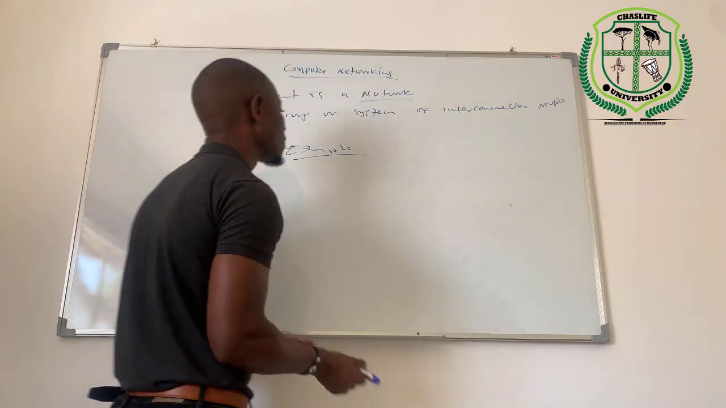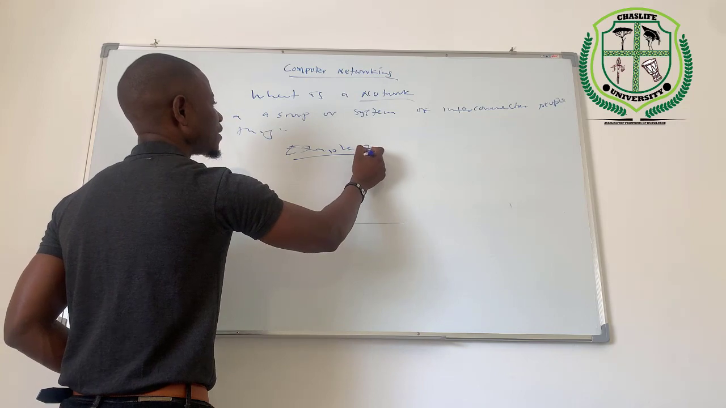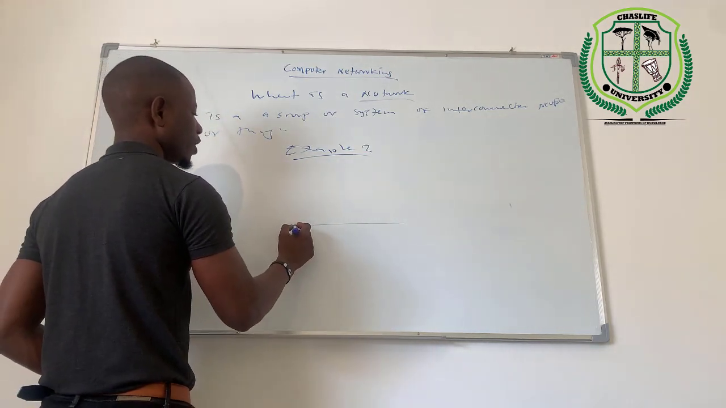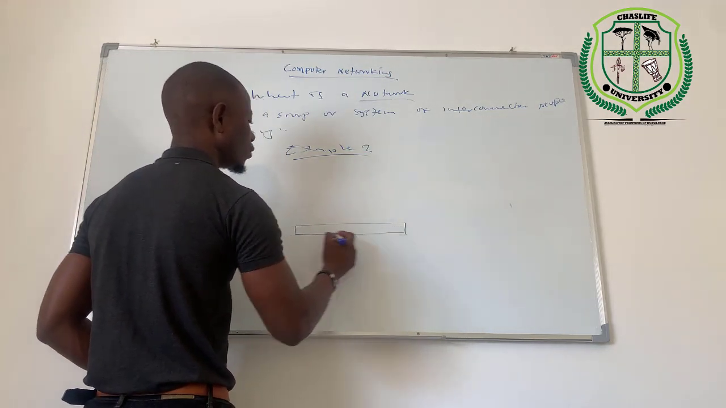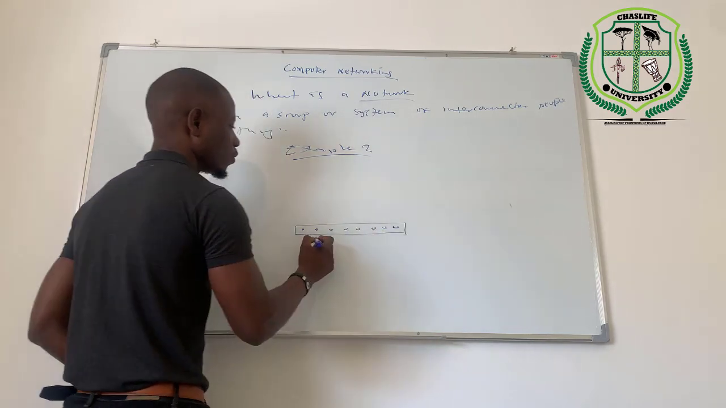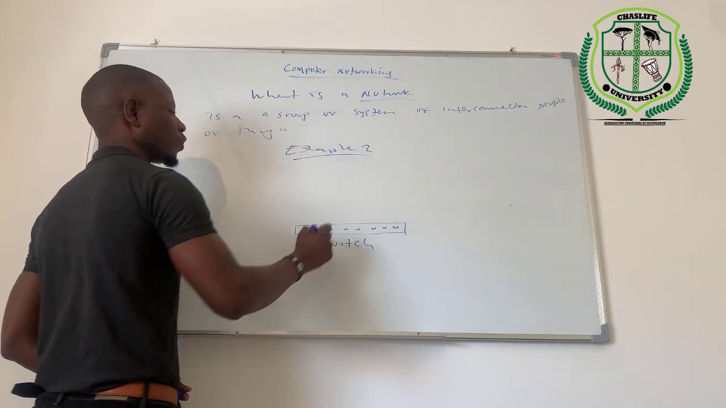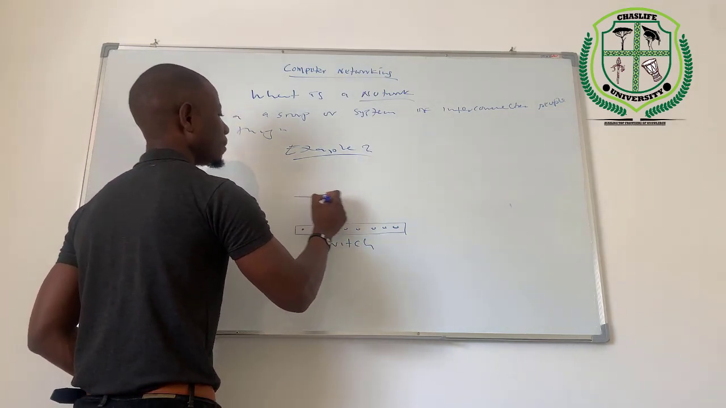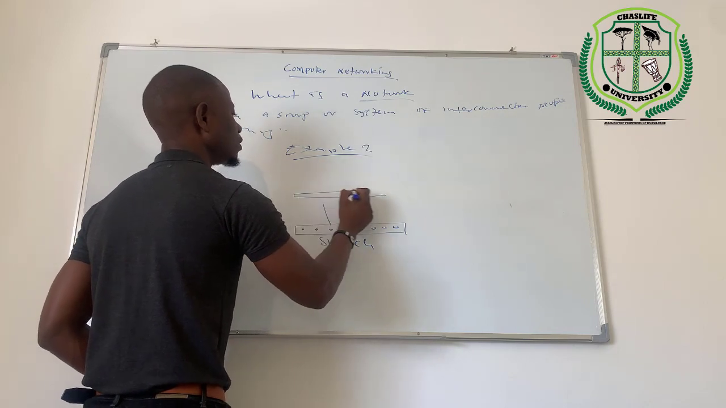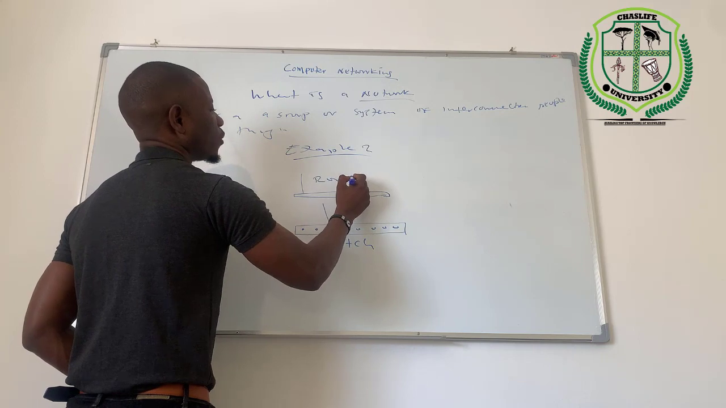So let's say, for instance, this is example 2 of networking. We have a switch. So this is a switch, okay? And then on top of the switch, we have got a router. So we've got a router on top of that.